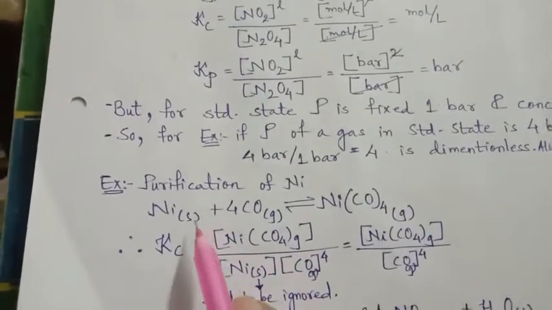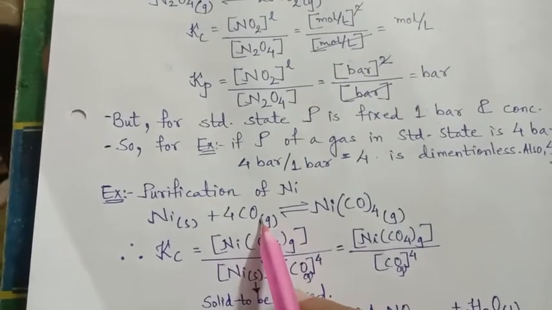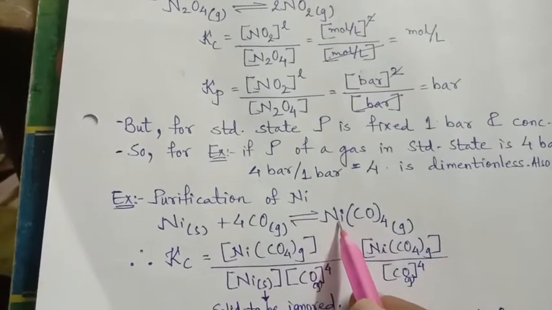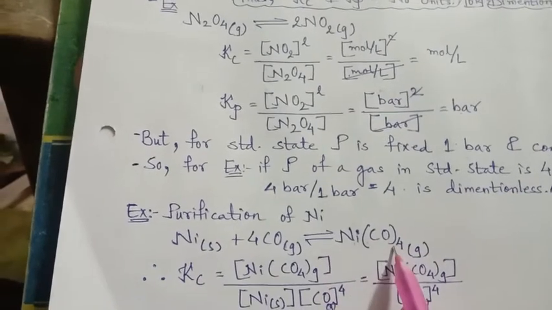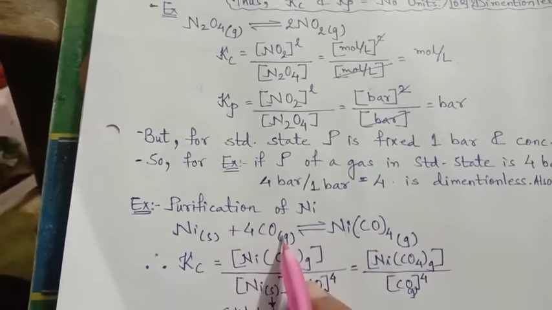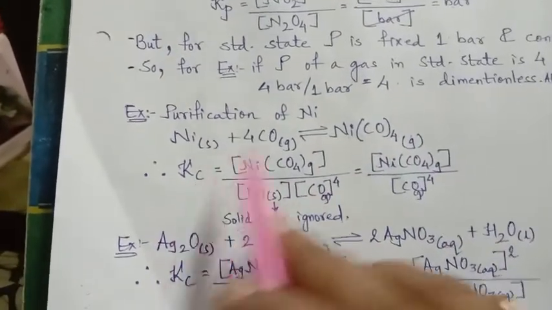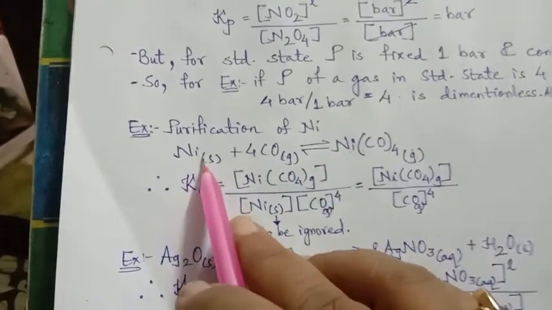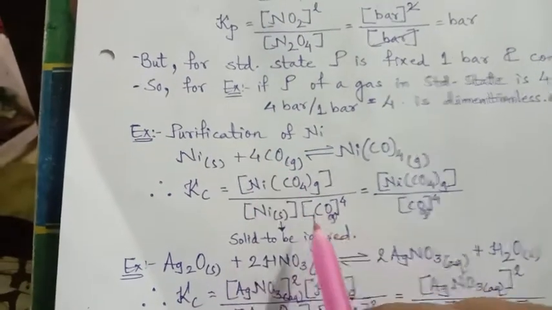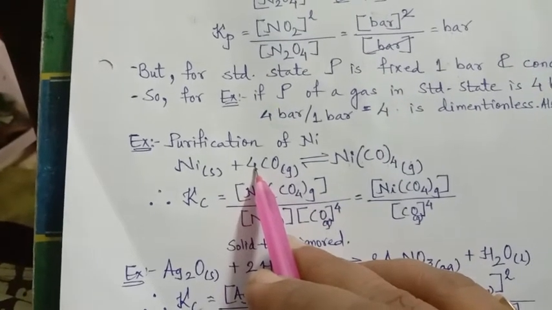Let us see one more example, purification of nickel. When nickel is reacted with carbon monoxide gas, what happens? We get nickel tetracarbonyl, NiCO4. This is in the solid form, this is in the gas form, this is in the gas form. So now pay attention here what happens. Kc is equal to NiCO4, no stoichiometric coefficient, so no power. Here Ni concentration, here CO concentration raised to 4 because 4 is the stoichiometric coefficient which shows the mole of the carbon monoxide gas.